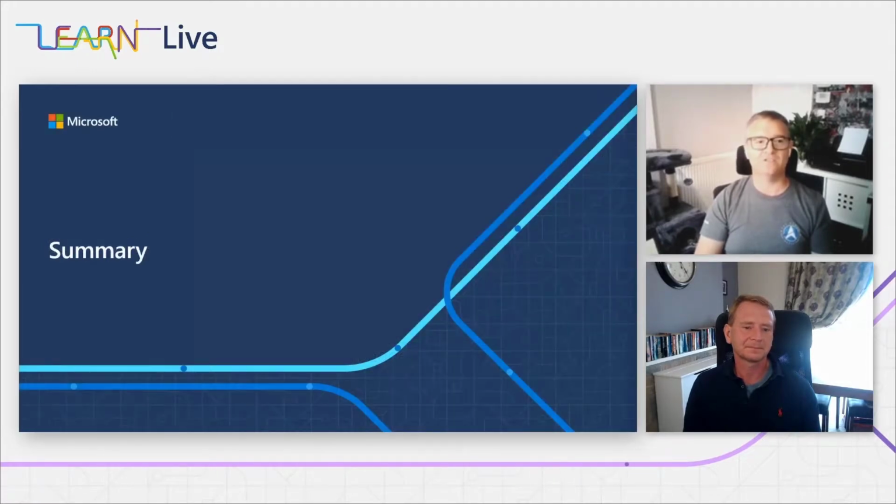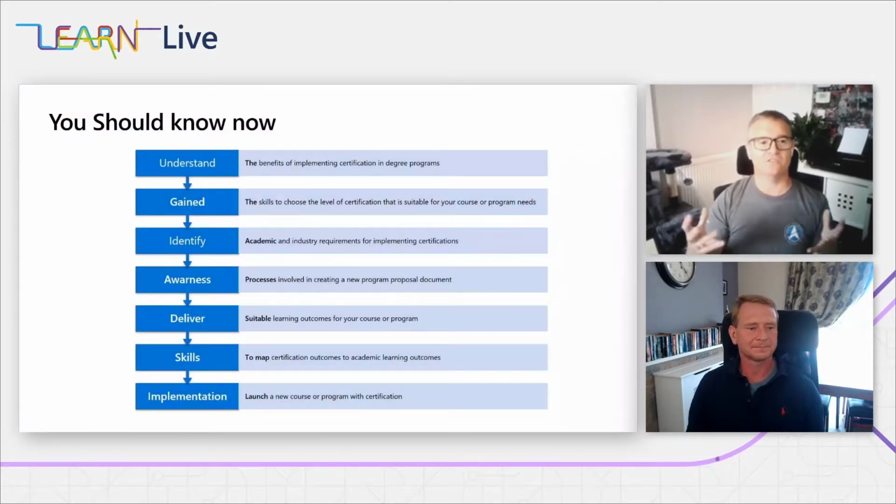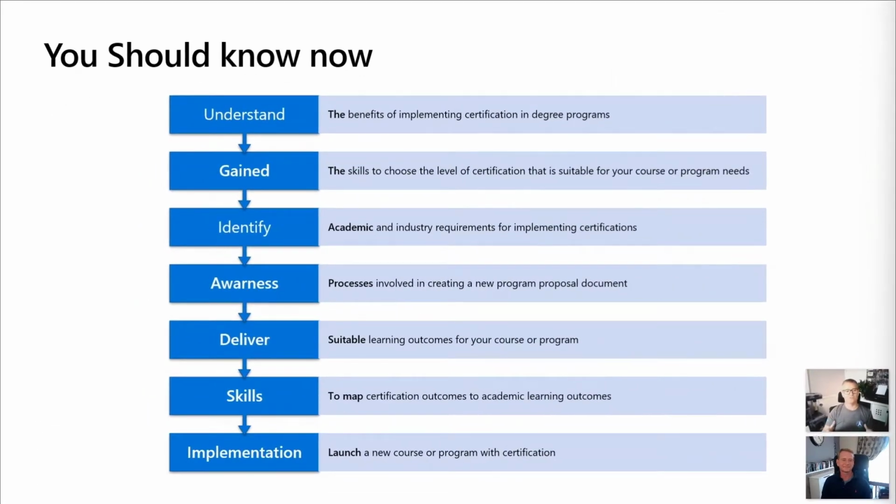So let's quickly just do a summary of some of the key things that hopefully you've got from the sessions today. And if you're more interested, you'll go along and do the Microsoft Learn module and hopefully implement certification into your degrees. So hopefully you've understood the benefits of implementing certification in degree programs. You should have gained the skills to choose the right level of certifications that's most suitable for your courses or program needs. You should be able to identify academic and industrial requirements for implementing certifications.